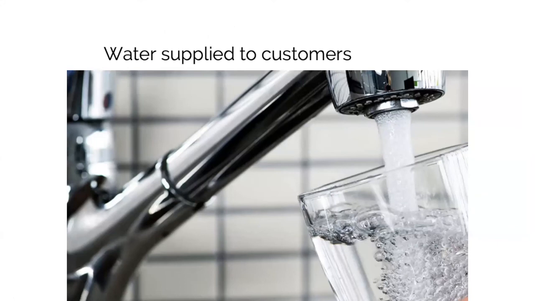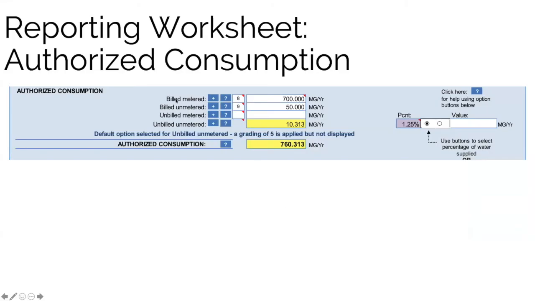Next, we want to supply water to our customers. So this is where we're going to put in the water that we bill and meter, the water that we bill but don't meter. These would be people who have a flat rate because we're not measuring how much water goes to that connection. Water that we meter but we don't bill. So this might be City Hall, this might be your water utility office, anybody for whom the water is metered but you're not sending a bill.